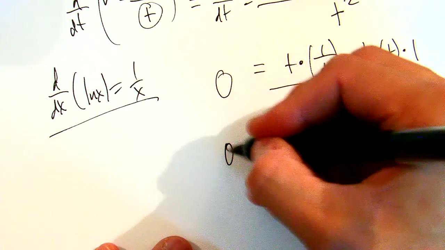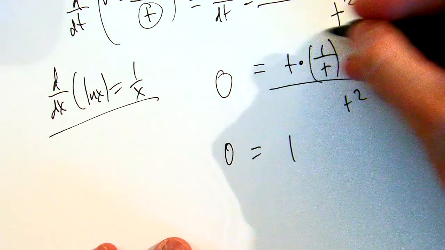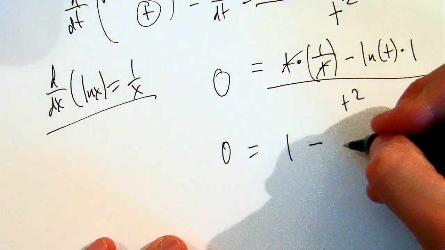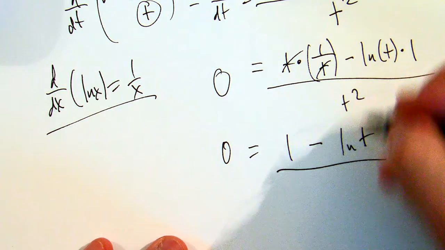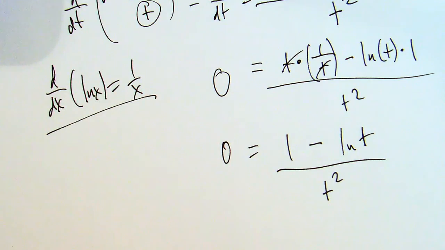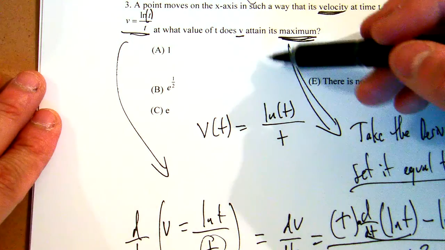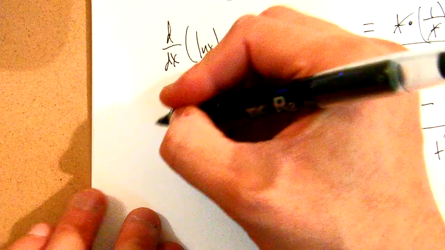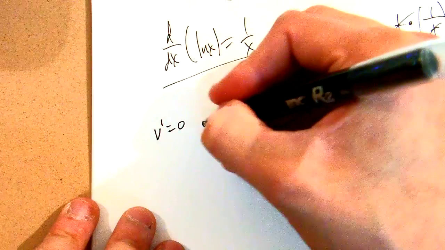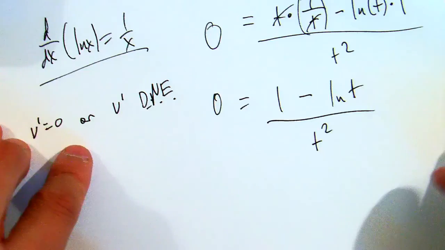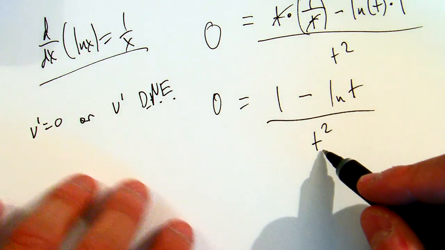Okay? So we get 0 equals t over t is 1, right? The t's cancel out. However you want to do that, doesn't matter. So you just get 1 minus ln of t times 1, which is just the natural log of t, all over t squared. Now you need to think back to the definition here. If you remember the first derivative test, it basically says I need to find the values for when the derivative is 0 or undefined, right? So I need to know where, in this case, v prime is 0 or v prime does not exist. In this case, we need to find the t values for which that is true, right?